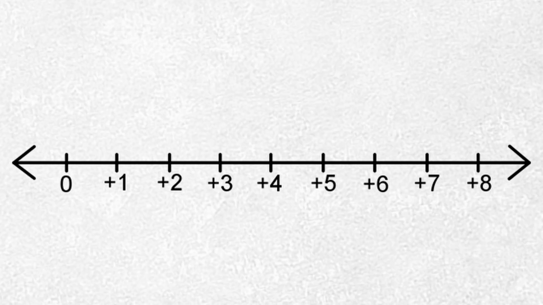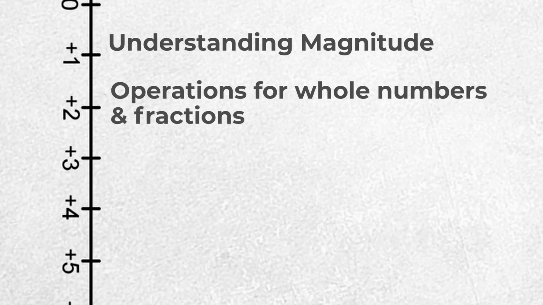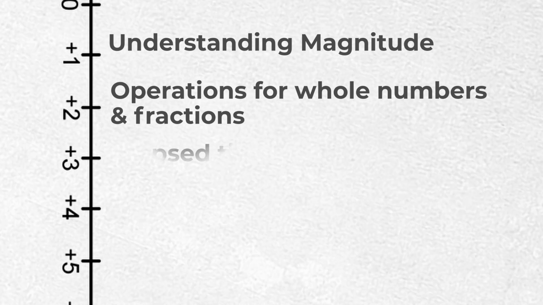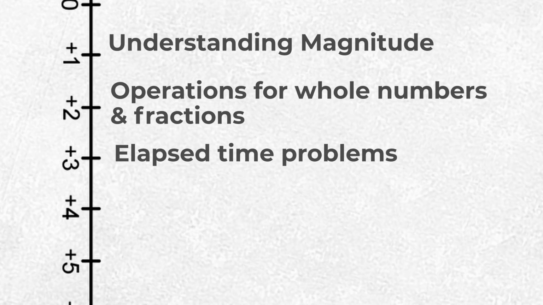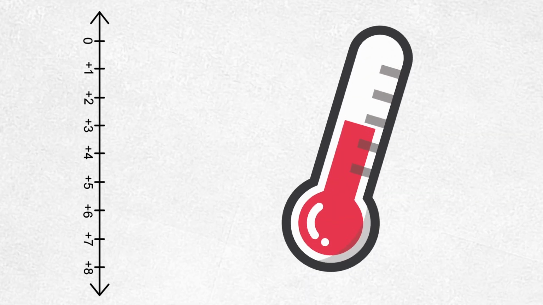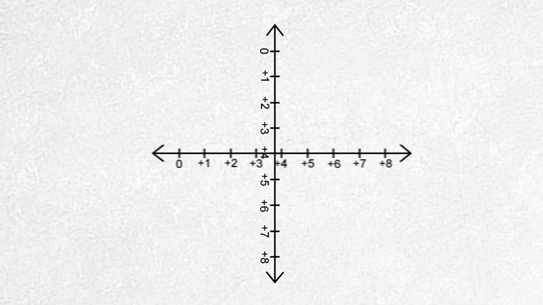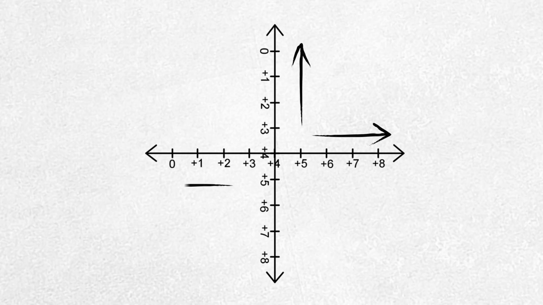Number lines can be used in so many ways, including understanding magnitude, operations for whole numbers and fractions, elapsed time problems, graphing coordinates, and displaying and analyzing data. Vertical number lines find application in teaching temperature, reading thermometers, and when paired with the horizontal number line, forming coordinate grids. Proficient mathematics students often construct a mental number line automatically during problem solving.